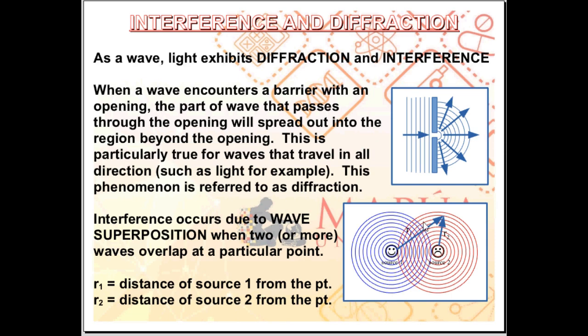If you look at any point in the surrounding space, you basically have two waves overlapping at that point. For instance, at this point, distance R1 from source 1 and distance R2 from source 2, you have two waves overlapping: the light wave from source 1 and the light wave from source 2. The superposition principle tells us that the two waves will interfere at that point.